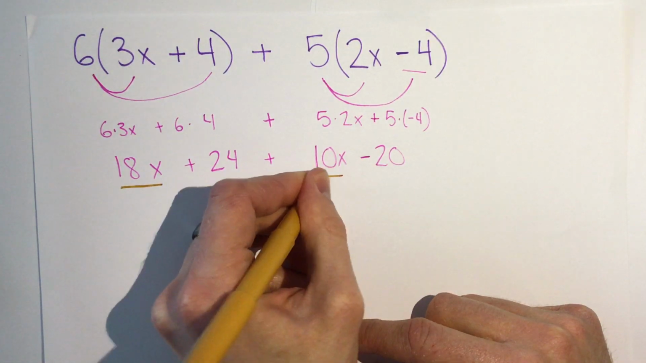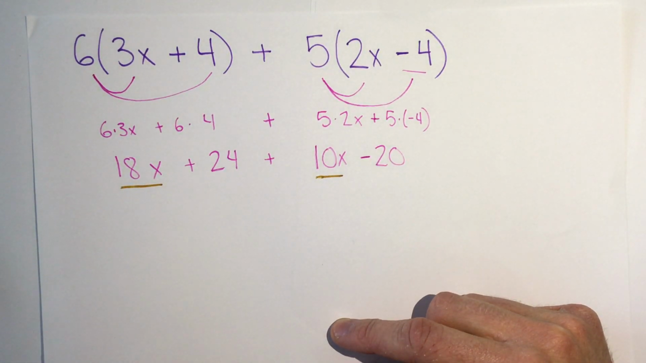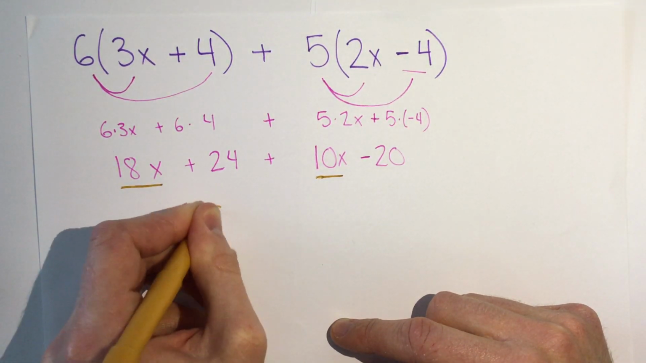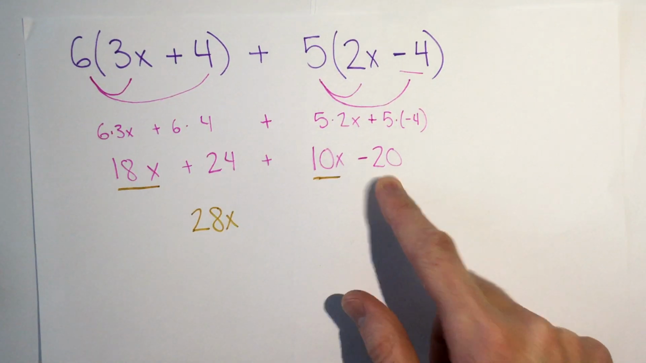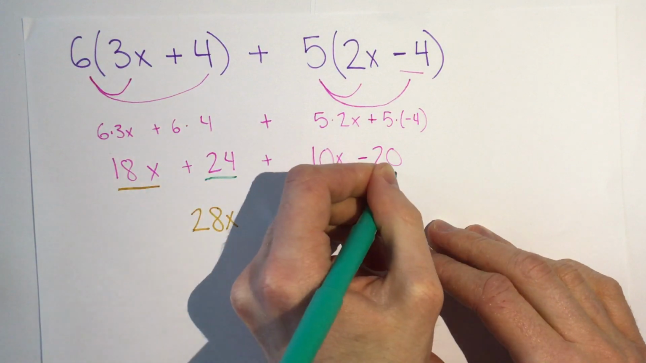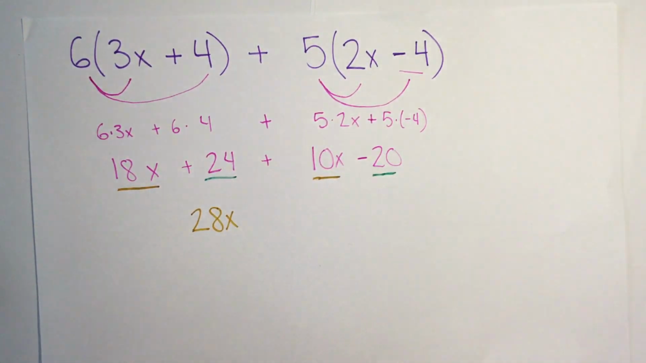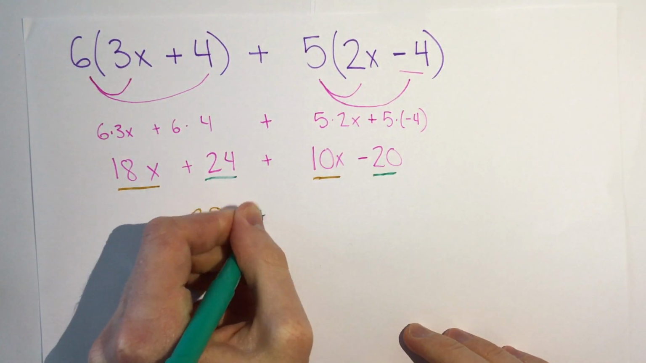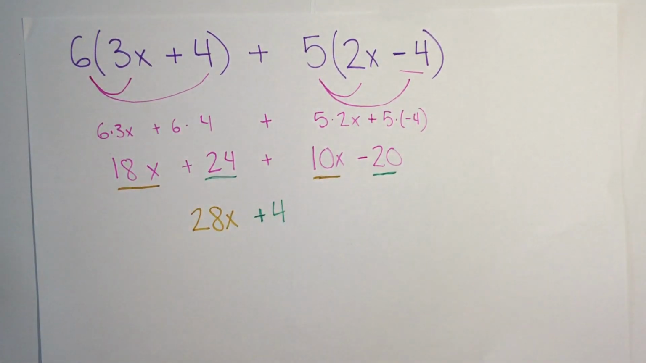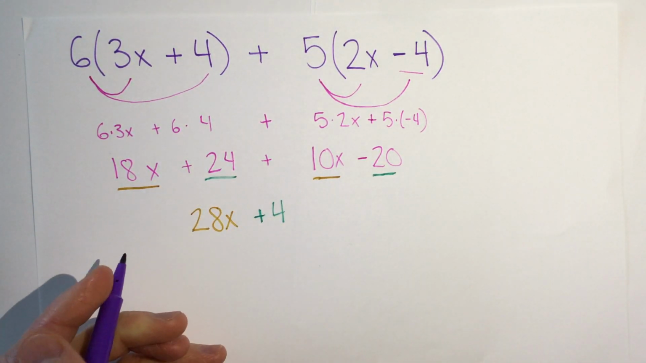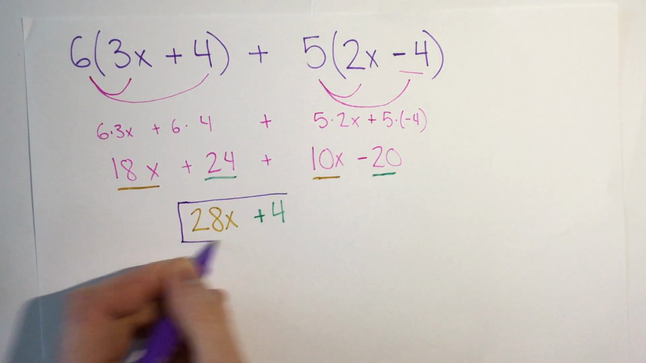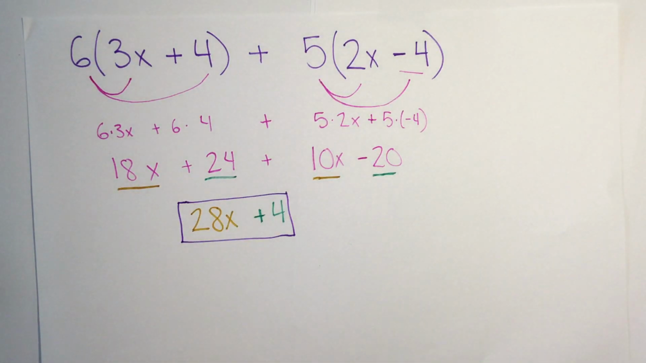18x and 10x are like terms. 18 plus 10 gives us 28x. And 24 minus 20 are also like terms. 24 minus 20 is positive 4, so plus 4. So our final answer, we don't have anything else to simplify, is 28x plus 4.